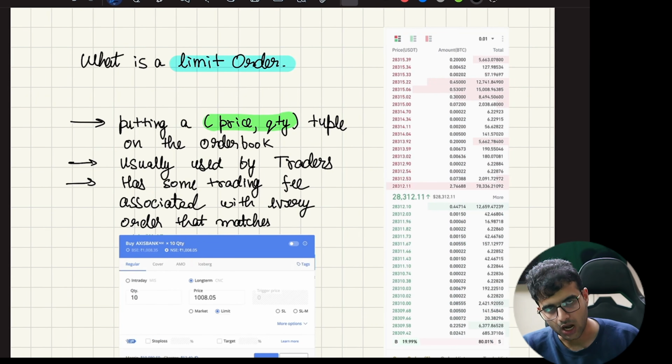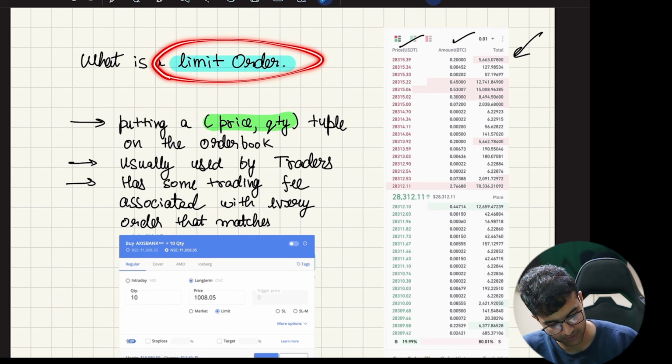Moving on, how do you fill this order book? I kept on saying the order book is the place where you maintain this list of orders, which is basically the price and the quantity that someone is willing to buy or sell at. How do you actually place this order? And this is where we understand the very first type of order, a limit order.